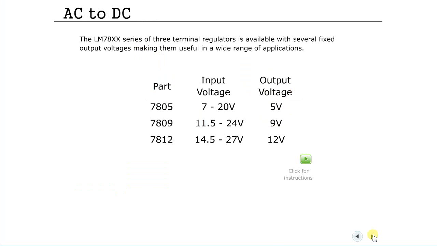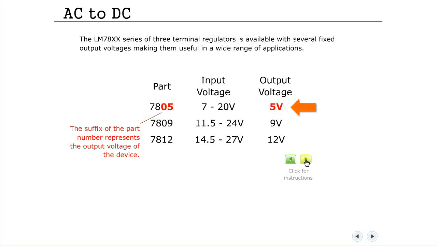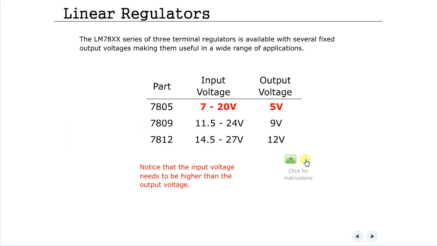The LM78XX series regulators are available with several fixed output voltages. The suffix 05 indicates that the output of this device is 5 volt. Notice that the input voltage needs to be higher than the output voltage.